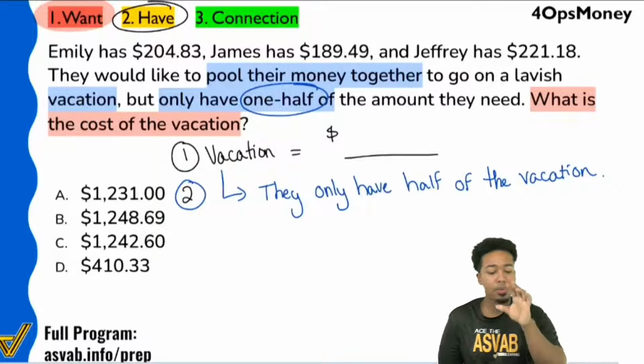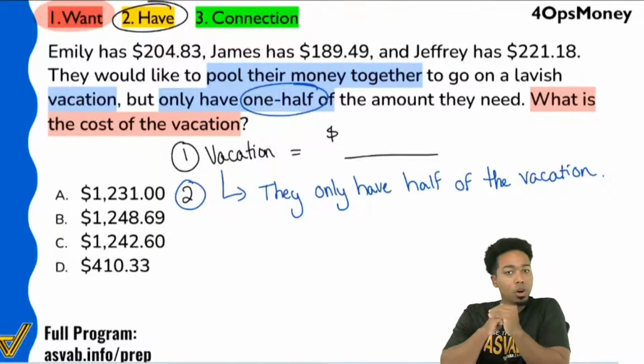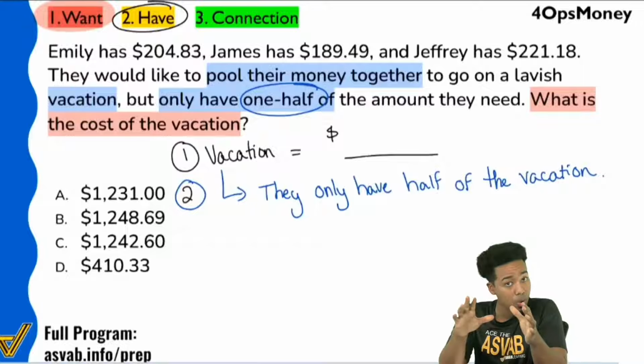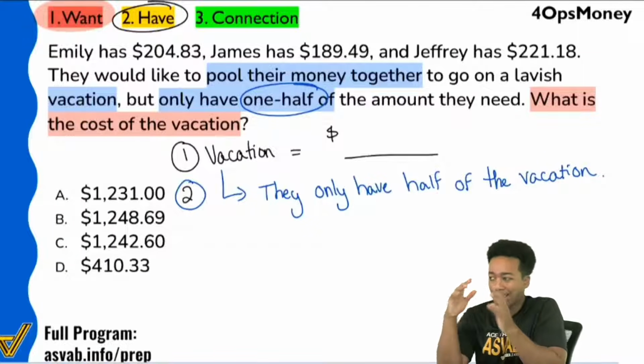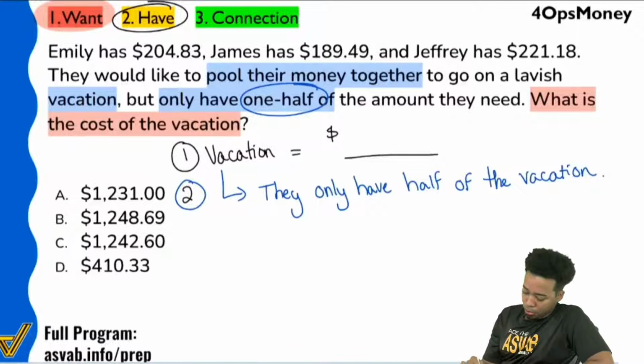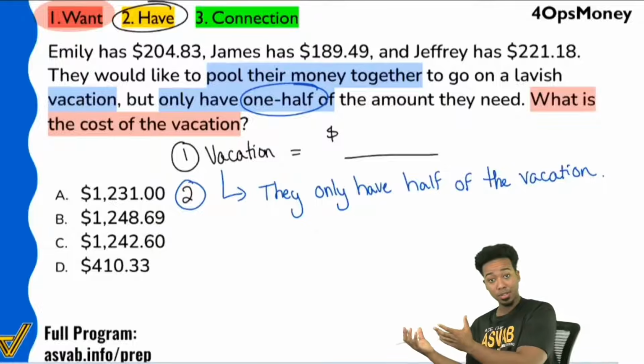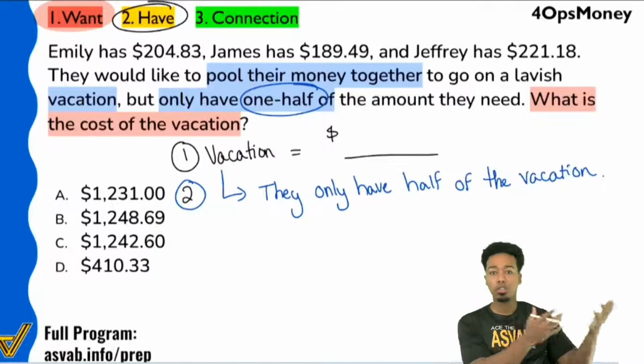But now that we know this one piece of information, everybody, we know how to solve this problem. And if you didn't know that, don't worry. Just put your pencil down for a moment and follow along in terms of the logic that I'm about to use. Everyone, is it true that because we know that they, as in the friends here, Emily, James, and Jeffrey, only have half of the vacation, if we knew how much they had together, we could find out how much the vacation is?